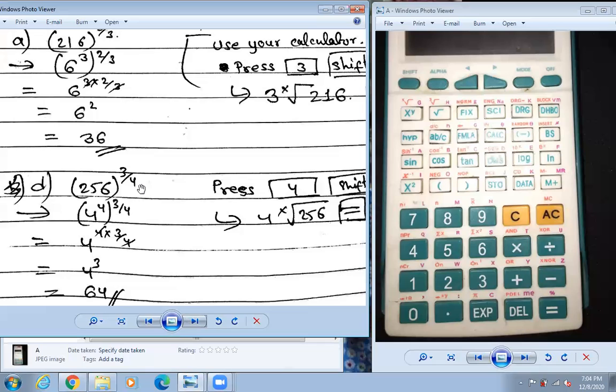You need to use the denominator first. This is the root 4. So how do we take the 4th root of 256? Again, the same technique. First type 4, because we are going to find the root of 4.